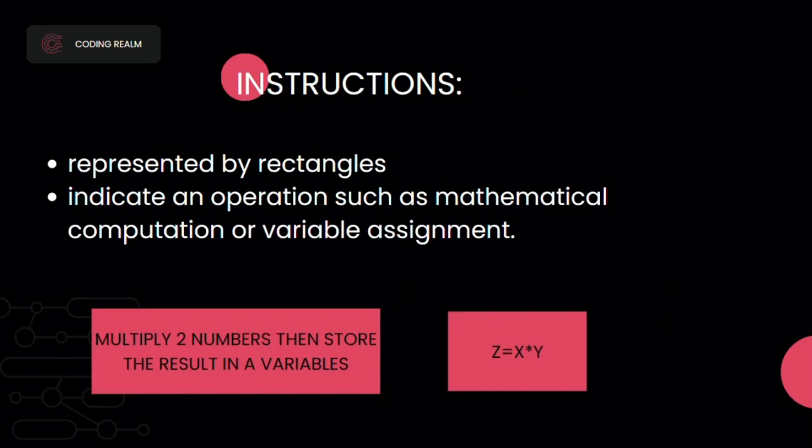Next, the instructions. It's represented by a rectangle. It indicates an operation such as a mathematical computation or a variable assignment. For example, here I first multiply two numbers, then store the result in a variable. Another example, z equals x times y. Every mathematical computation, I need to put it in a rectangle.